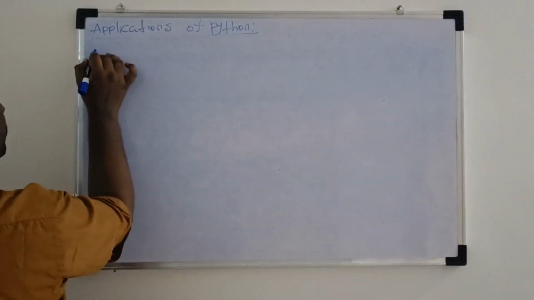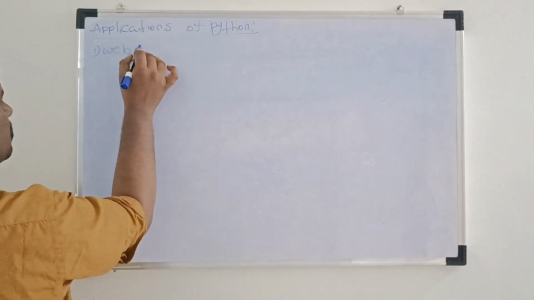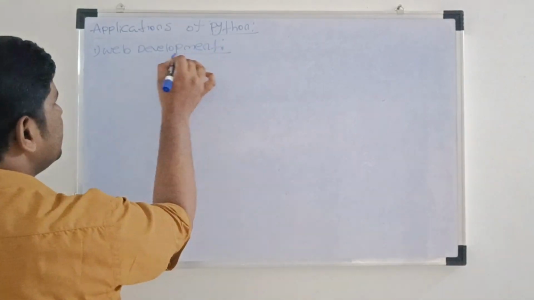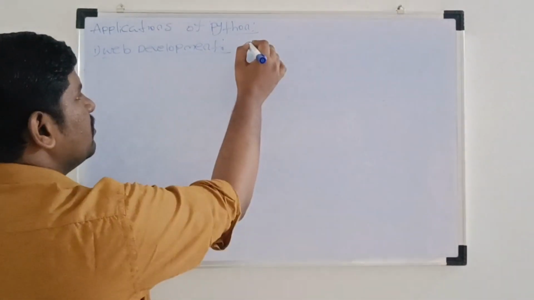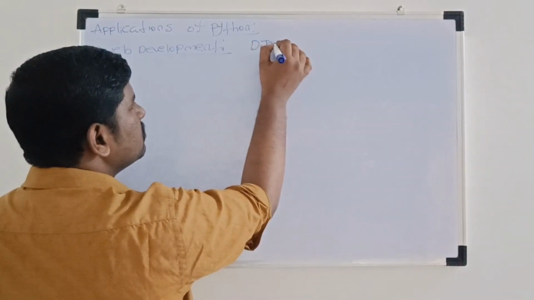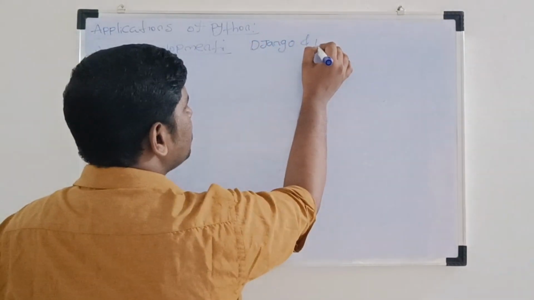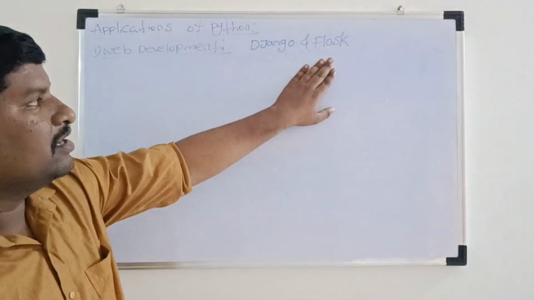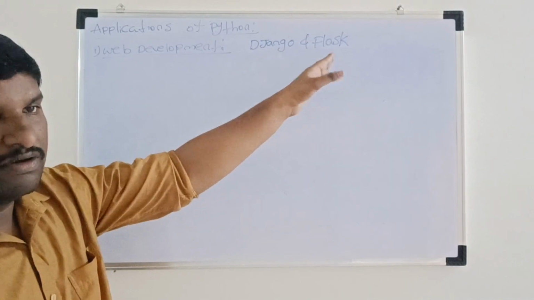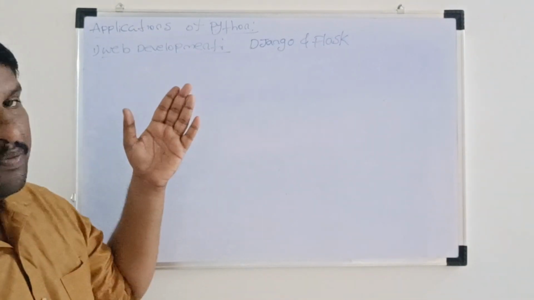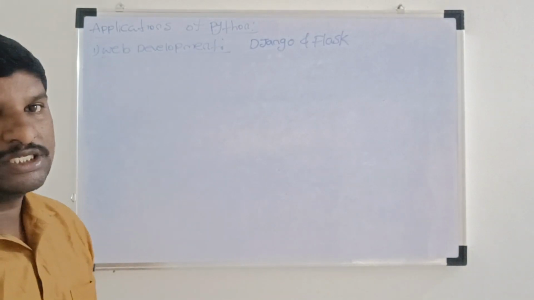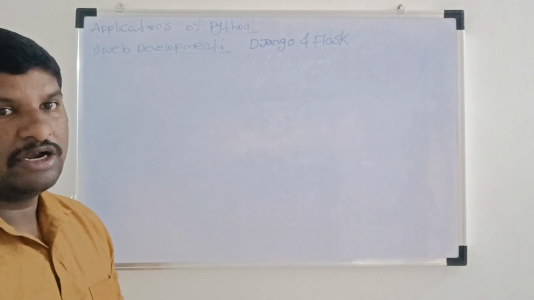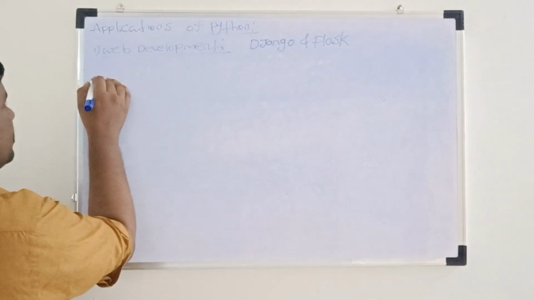So here the first one is web development. Here, Django and Flask are popular Python frameworks for web development. They provide tools to create web applications and websites with databases, user authentications, and more. Okay, and the second one, data science.